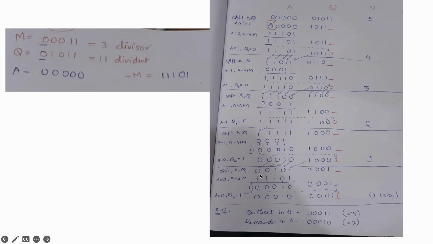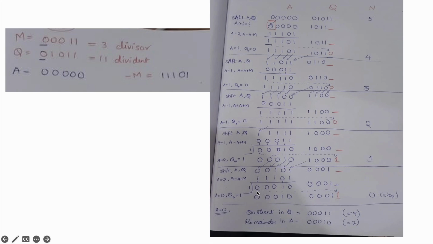Now a of n value is 0. If a of n value is 0, we have to subtract m from a. Minus m value is 1, 1, 1, 0, 1. 1, 1, 1, 0, 1. This has to be added. 1 plus 1, 0, 1. 0 plus 0 plus 1, 1. 1 plus 1, 1, 0. 1 here, 0 here. 1, 0 plus 1 plus 1, 1, 0. 1 here, 0 here. 0 plus 1 plus 1, 1, 0. 0 here, 1 here. This can be neglected.